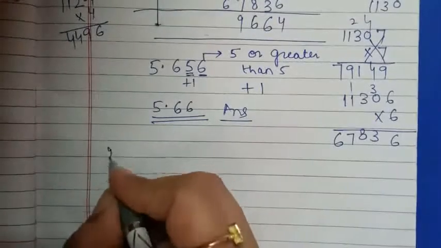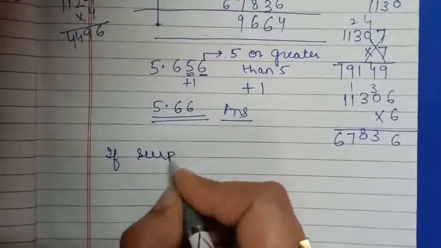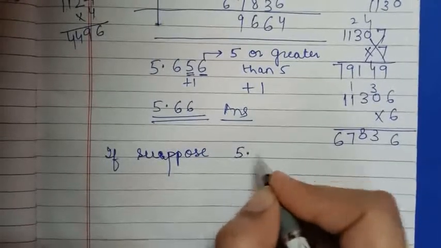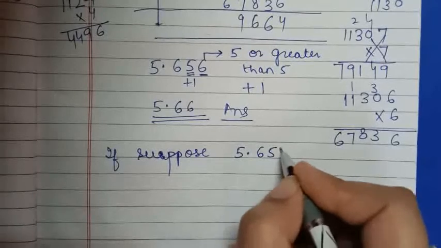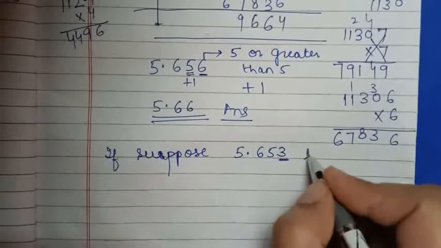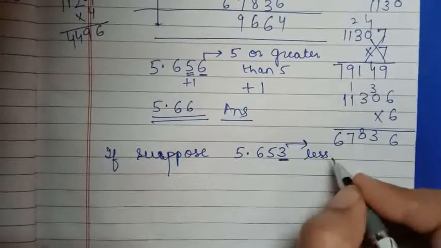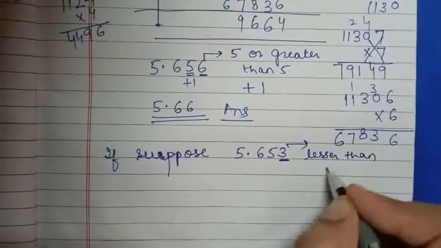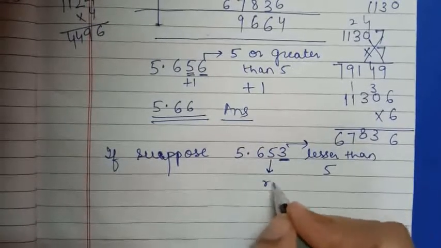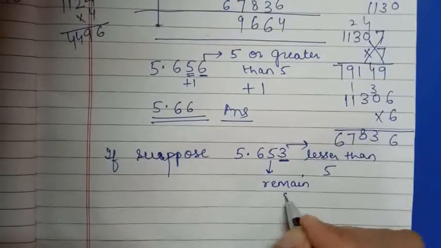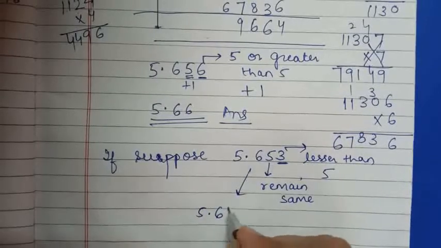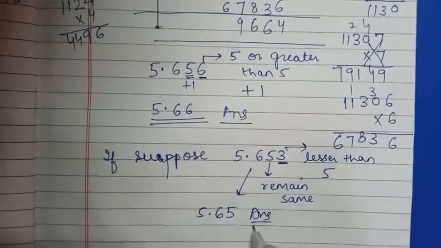Suppose I get the answer as 5.653. Here the third place is less than 5. So the second place will remain the same. There will be no change. So what will be the answer? The answer will be 5.65.